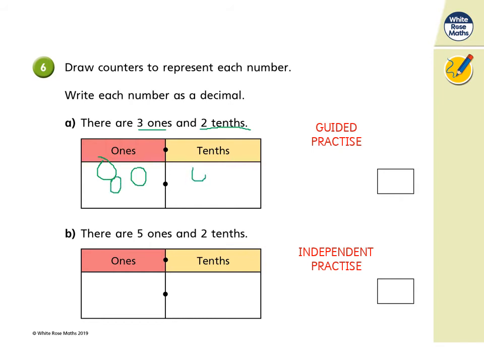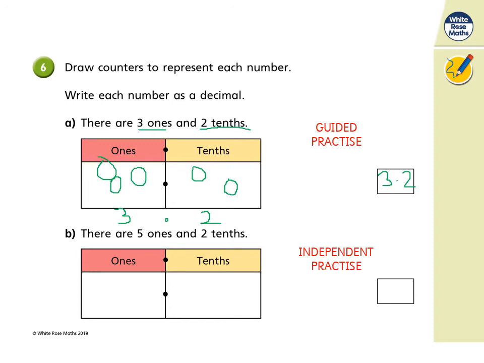and 2/10. Now to help me, I might write the number underneath, so I know what my decimal will look like. So I have 3 ones, I have my decimal point, and I have 2/10. So the decimal that is being represented in the place value chart is 3.2.